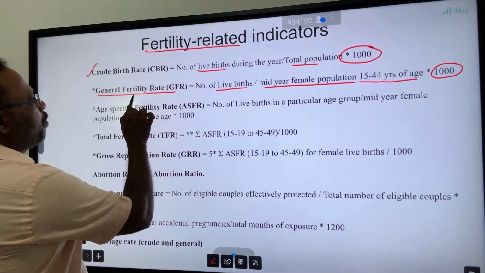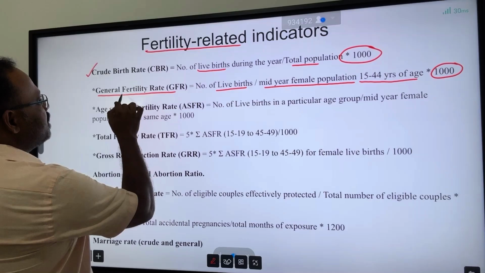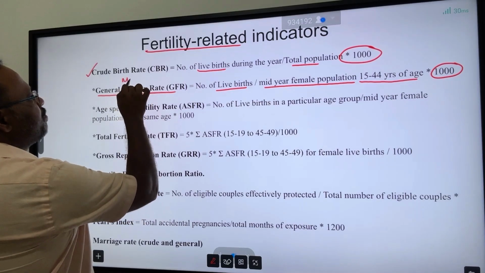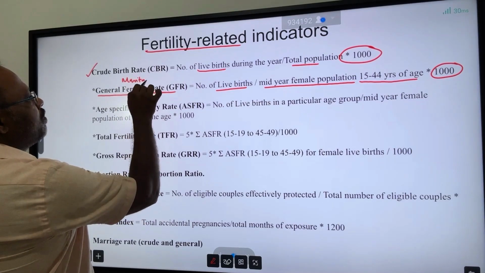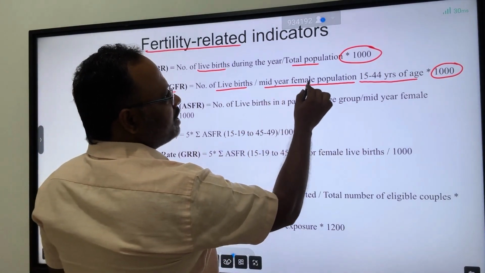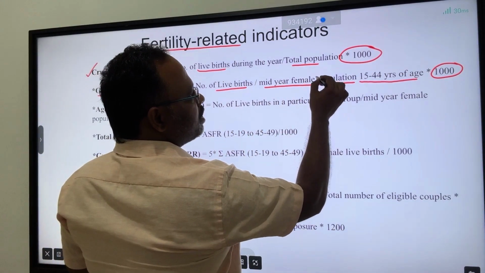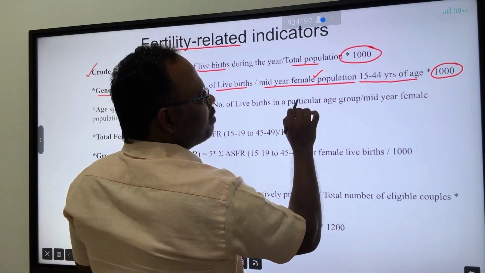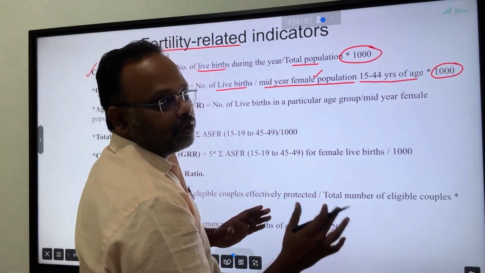And we have one more indicator called the general marital fertility rate, which is the same as the general fertility rate, except that instead of the mid-year female population, we use the mid-year married female reproductive population.